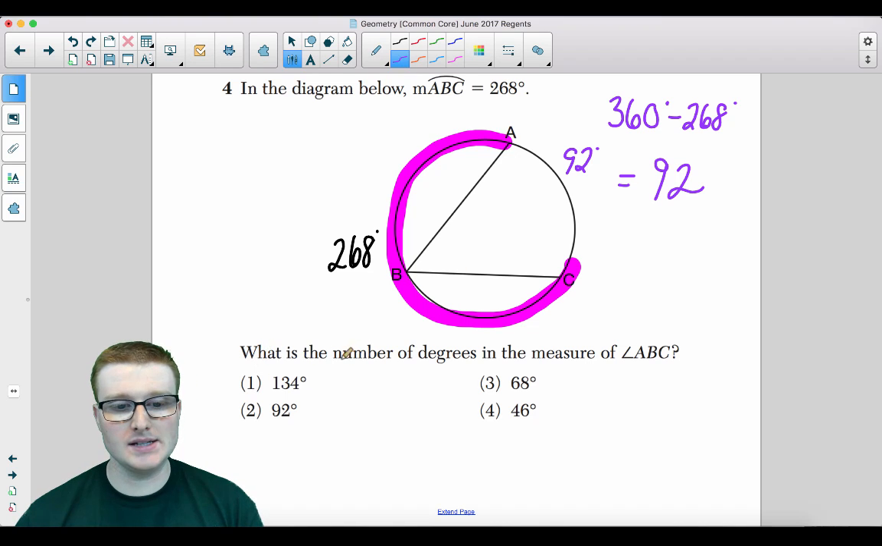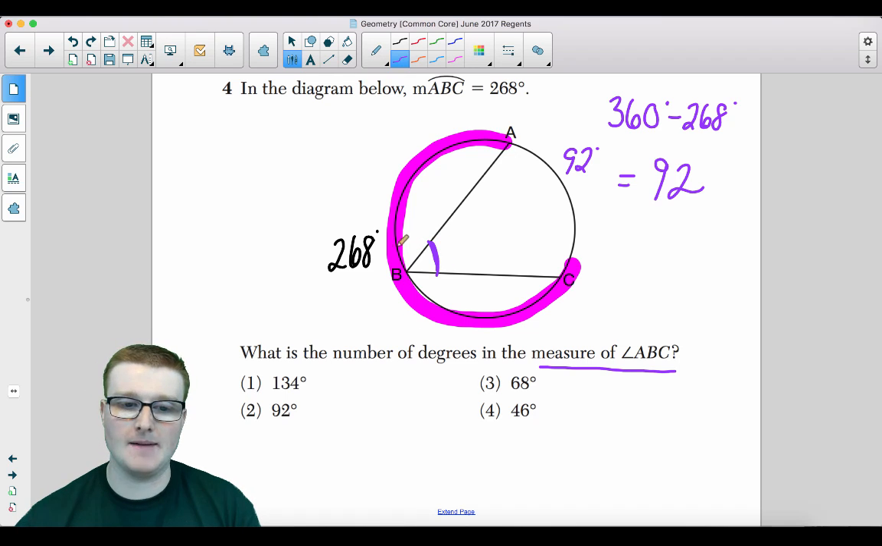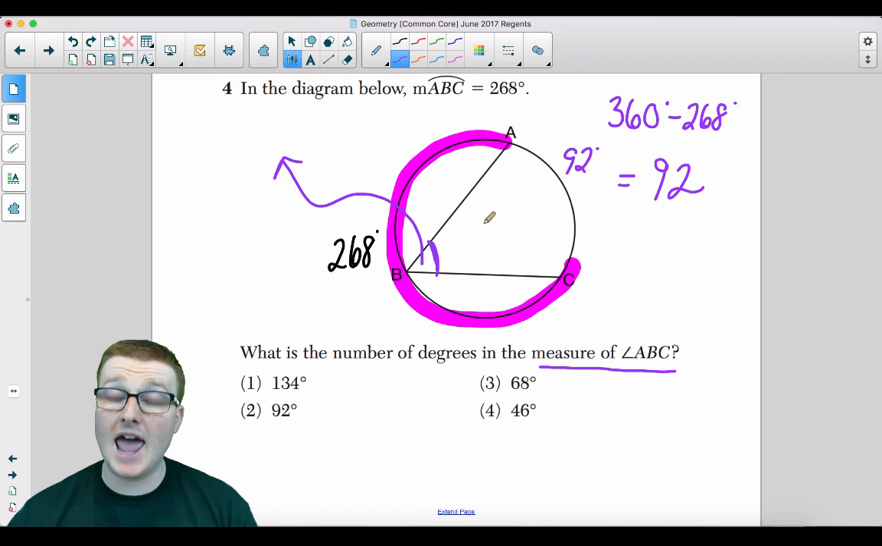Let's read the question. What is the number of degrees in the measure of angle ABC? So we're trying to solve for this angle. Well, the measure of angle ABC is 1/2 of the length of the arc it intercepts.